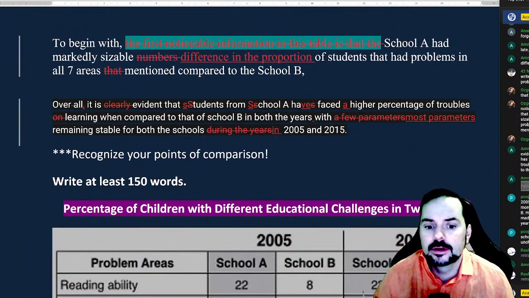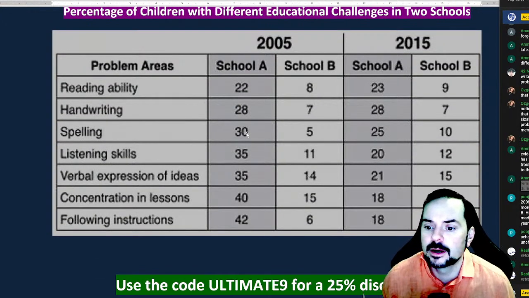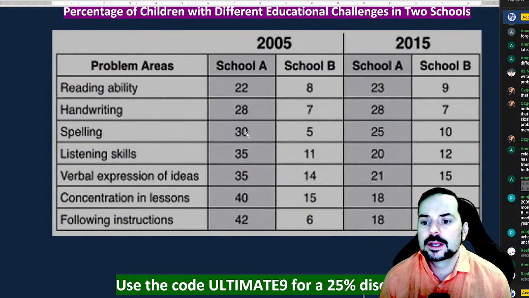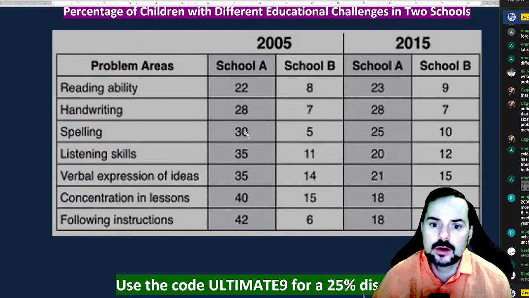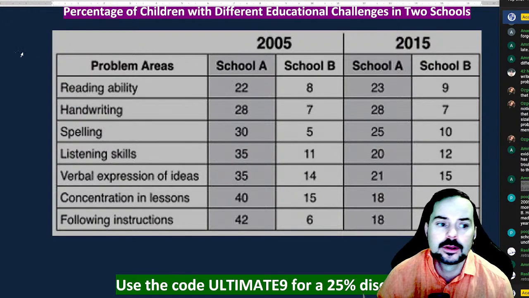We've got our introduction and our overview, and now it's time for the analysis. Okay, so in the analysis, first of all, we decided that we're going to compare school A with school B.